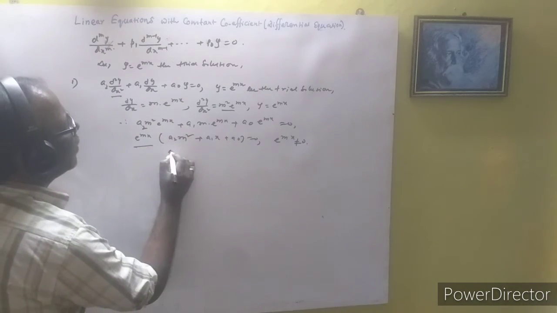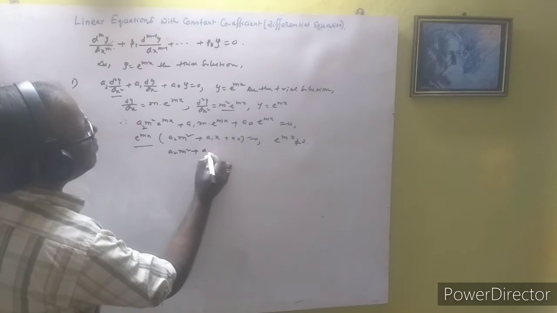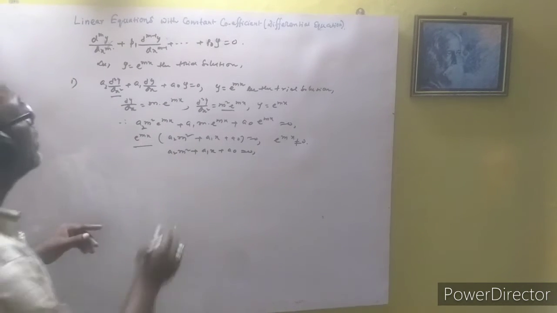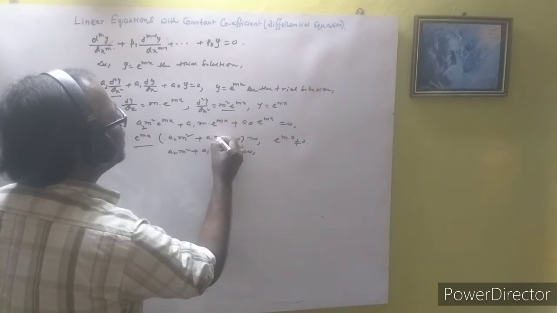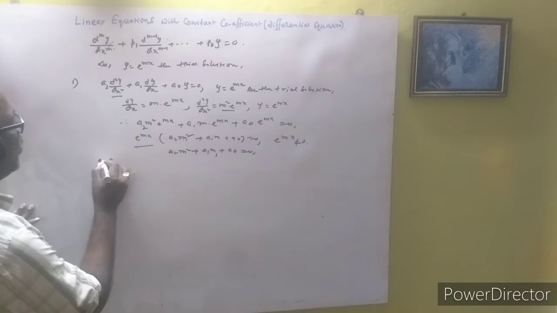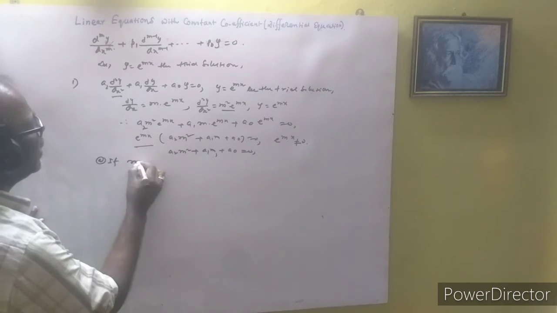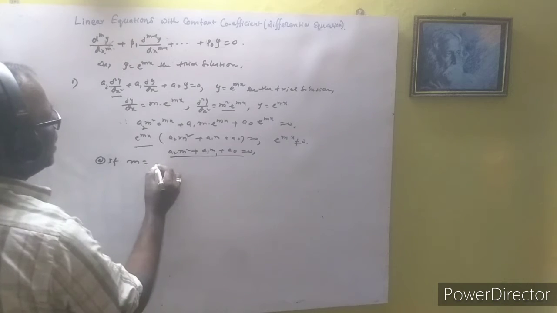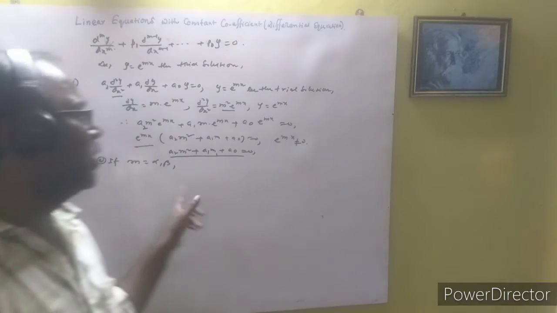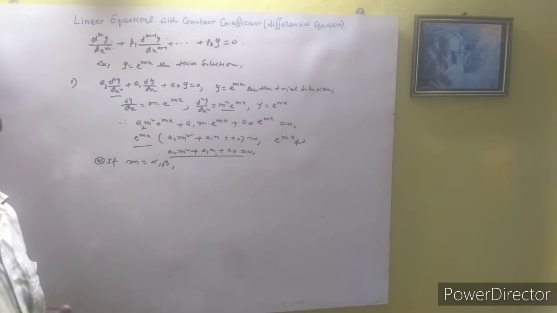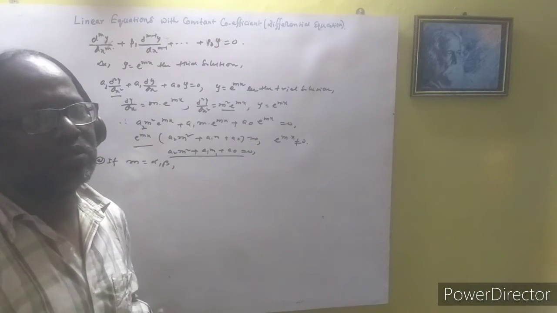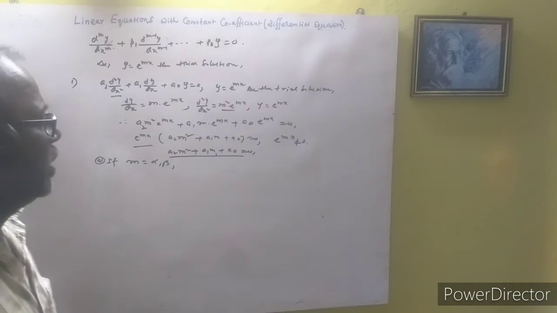So a2 m square plus a1 m plus a naught equal to 0. Sorry, I wrongly wrote x here; this is m. If from this equation we get m equal to alpha, beta, both real and different, that is one case. The other cases are when the solutions are the same, meaning equal, and when the solutions are complex. This is the big point, the most important point.